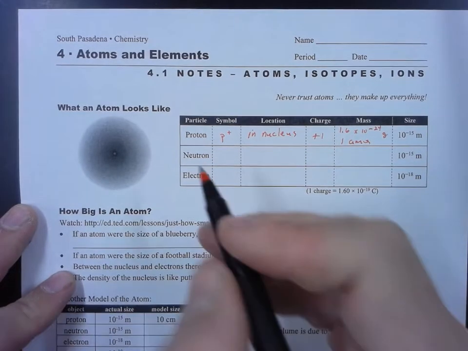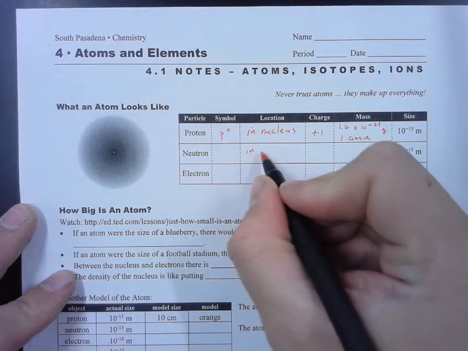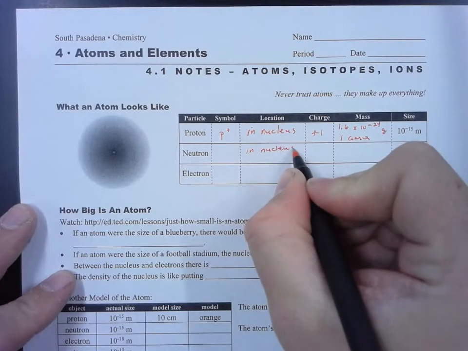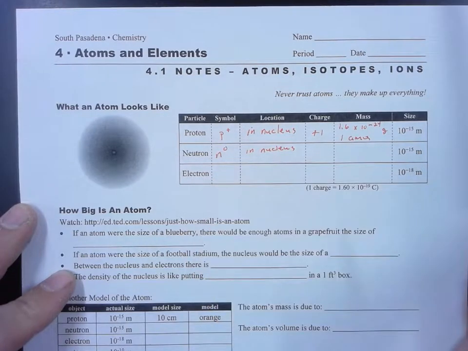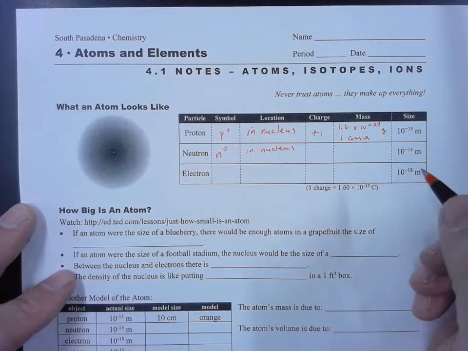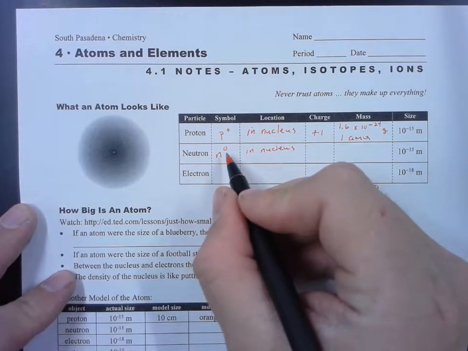A neutron also makes up the nucleus, and its symbol is N for neutron, and it doesn't have a charge, so we put a 0 there. Okay, so N with a 0. That's the symbol that represents the charge, which is neutral.